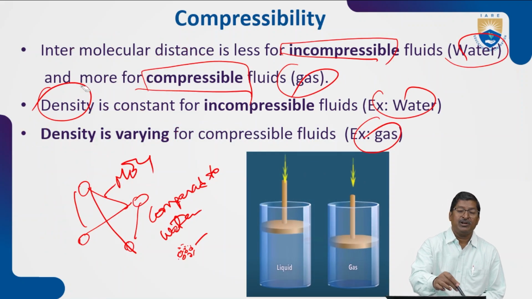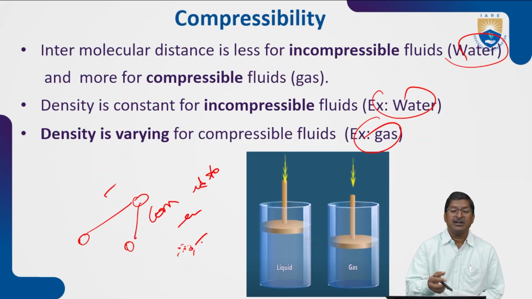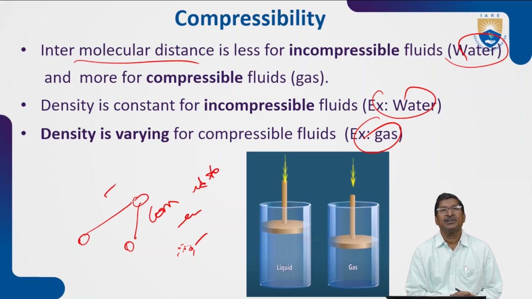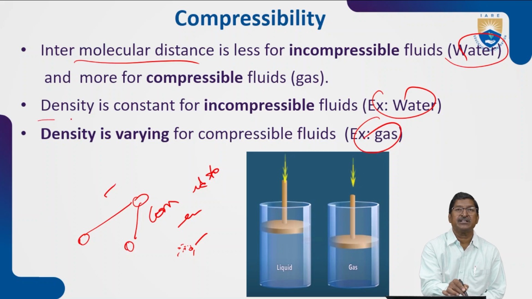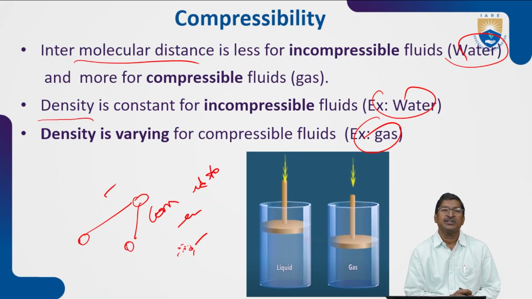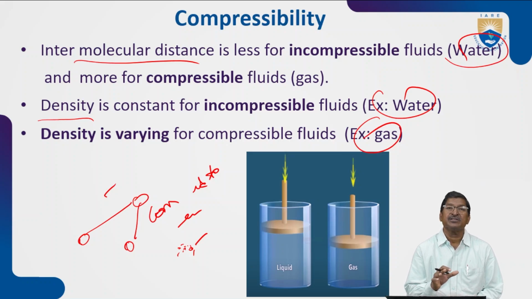And here, molecular distance. The molecular distance is more for compressible fluids and less for incompressible fluids. So water will have less molecular distance and air will have more molecular distance. And also density. If density is constant, not changing, that is an incompressible fluid, water. And if density is varying, changing, that is a compressible fluid. The example is the gas here.